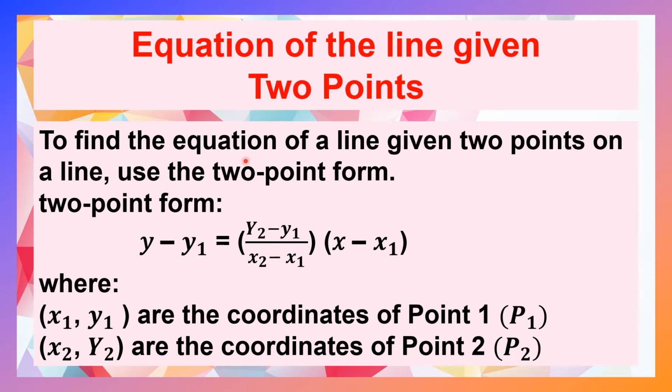So to find the equation of a line given 2 points on a line, use the 2-point form. The 2-point form is y minus y sub 1 equals y sub 2 minus y sub 1 over x sub 2 minus x sub 1 times the quantity x minus x sub 1, where x sub 1 and y sub 1 are the coordinates of point 1 or our first point P sub 1. X sub 2 and y sub 2 are the coordinates of point 2 or our second point P sub 2.